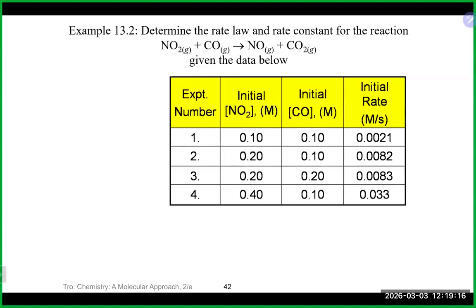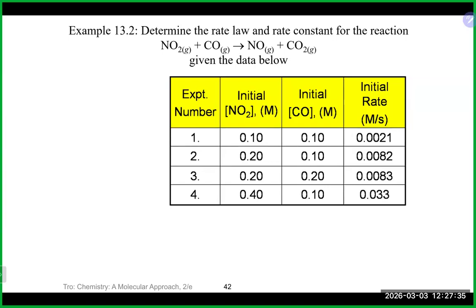Try another one here. Same deal. Let's do some rate law, some orders, some overall order, and the value of k. Okay, let's take a look, see how you're doing.